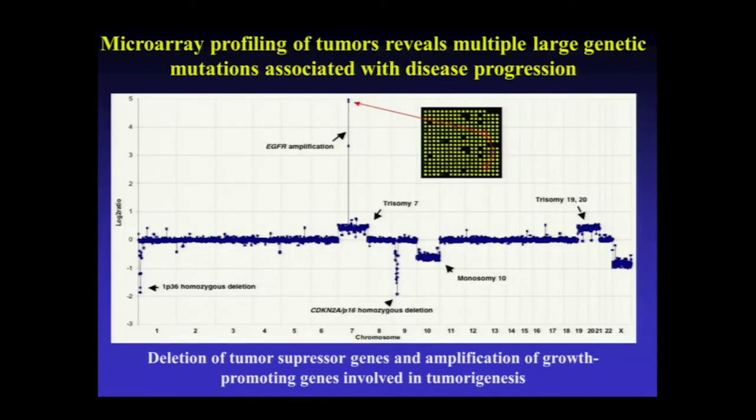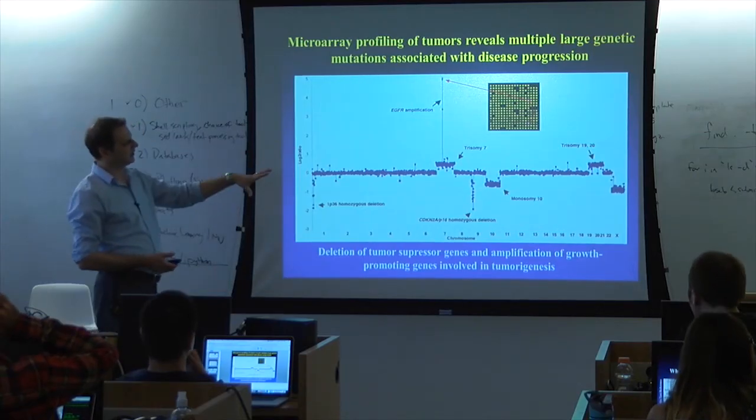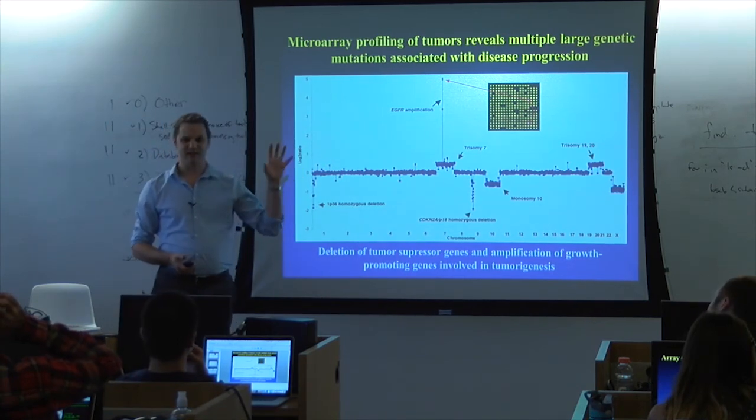This is just an example of applying it to, if you like, sort of personalized genomics. An array CGH profile derived from a cancer, so a tumor. In this particular case, your test DNA is DNA derived from the tumor.